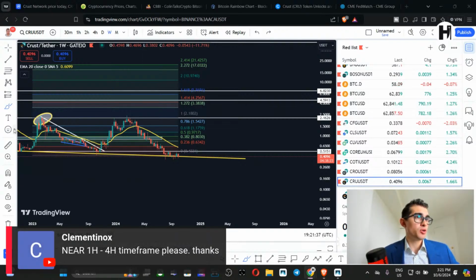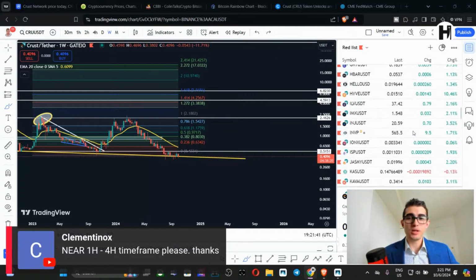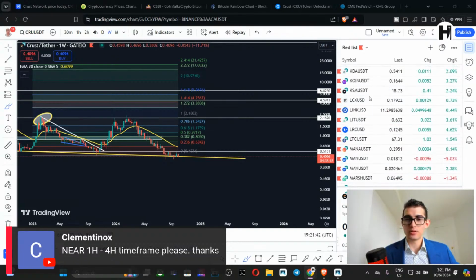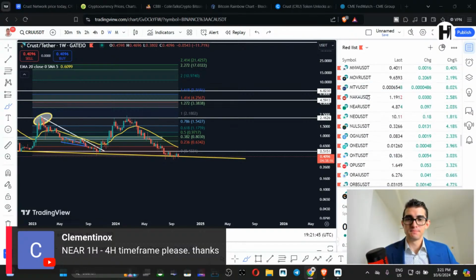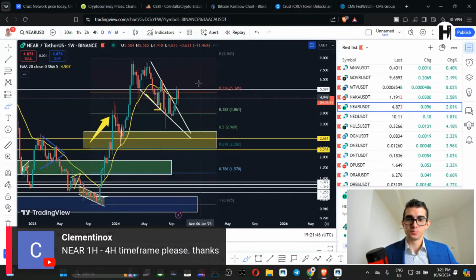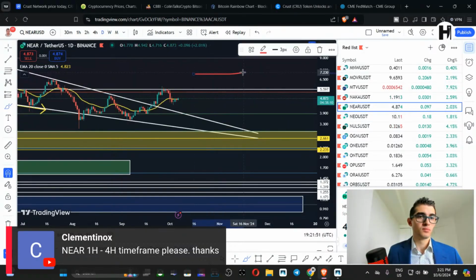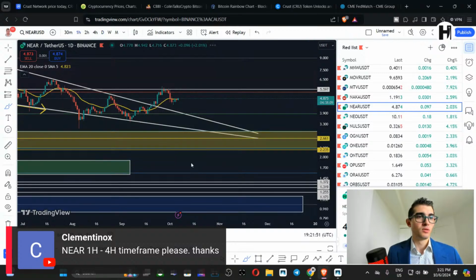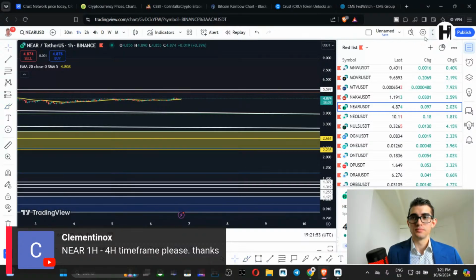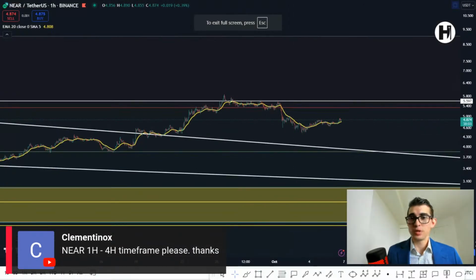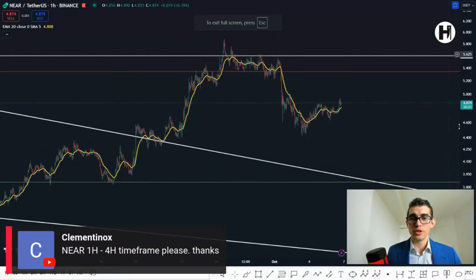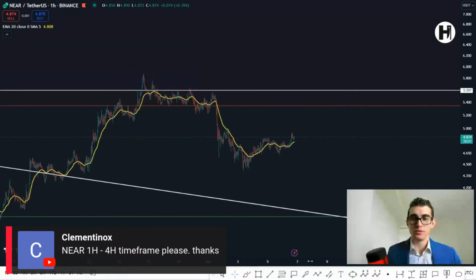Okay, Near, 1 hour to 4 hour time frame, please. Let's take a look at Near. This is too zoomed in, so I'm not sure if you're looking for a short-term trade, but this is way too zoomed in.